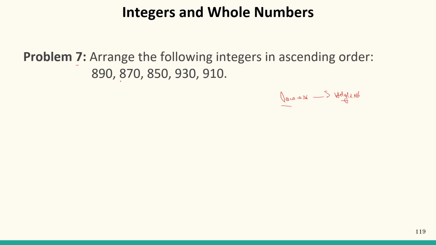So let's see which among these is actually the lowest one. As I can see right here, 850 is the lowest, then 860, 870, right? Then 890, then 910, right? Then 910, and then 930, right? So this will be the ascending order.